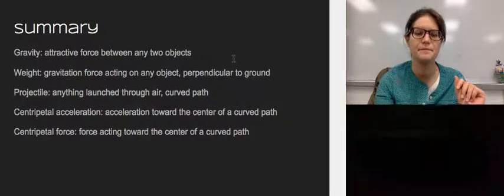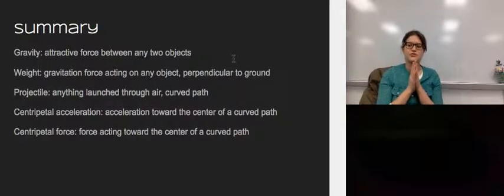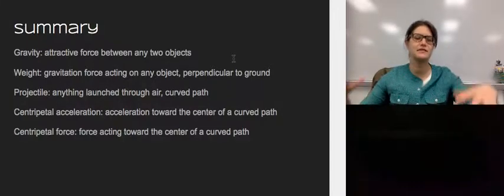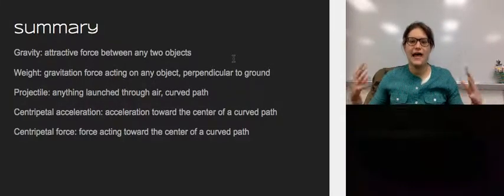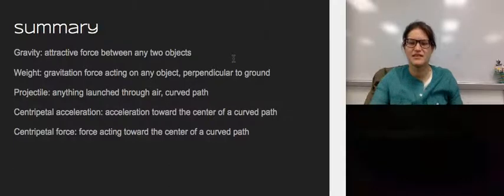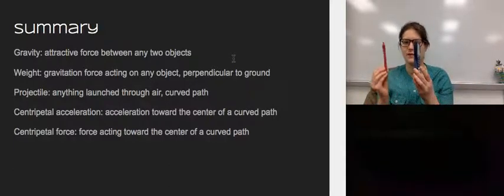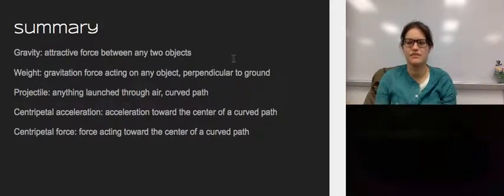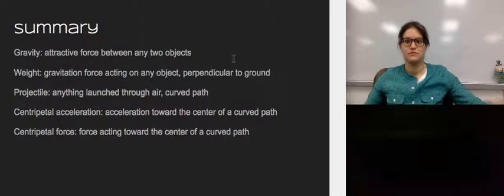So, our summary. Gravity is the attractive force between any two objects. It's not just planets and people. It's any object. It's just that between my calculator and my pen, gravity is so small that it doesn't really affect anything. We don't really see the effects of gravity until things get to be the size of planets. Really, really big.